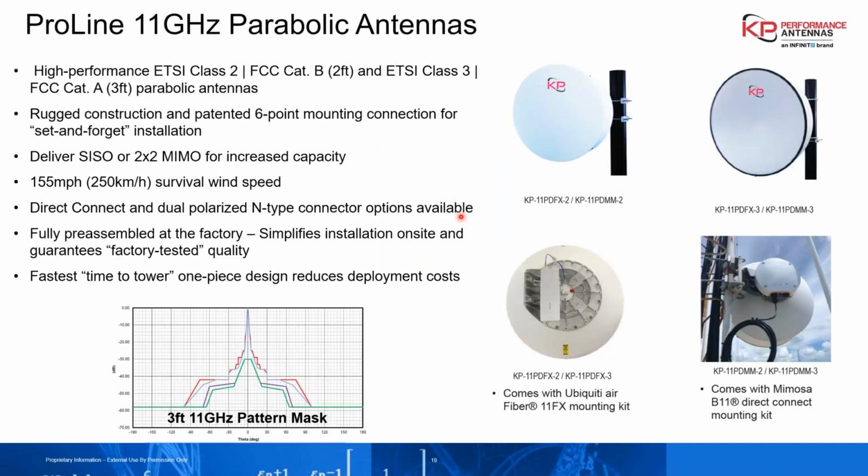So here are our ProLine parabolic antennas. Just briefly, because I want to get over to some other cool things, we released the 2 foot and 3 foot for the 11FX Ubiquiti radio, and these are available now.